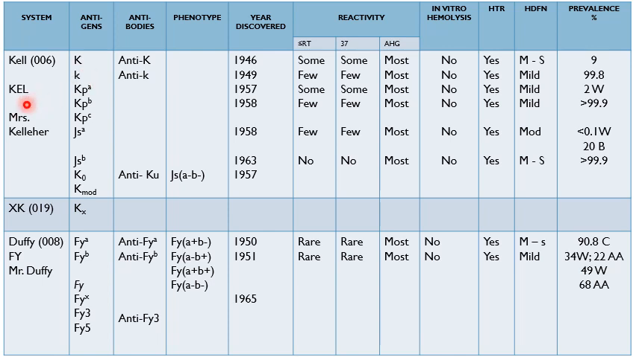The gene KEL is located at chromosome 7 at position 7q33, and the XK gene is located at the short arm of the X chromosome at position Xp21.1.